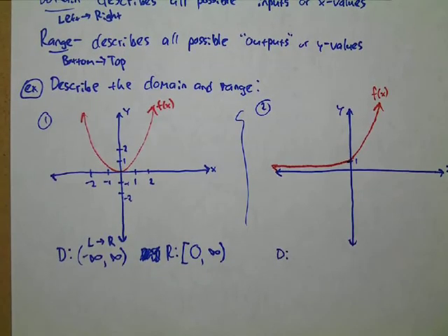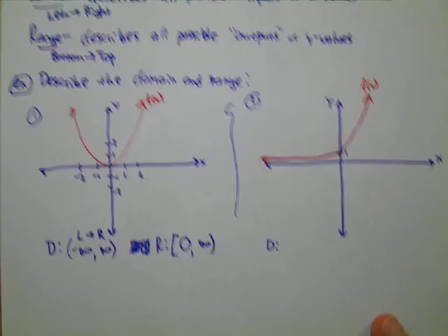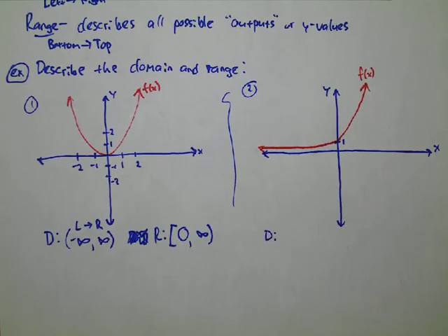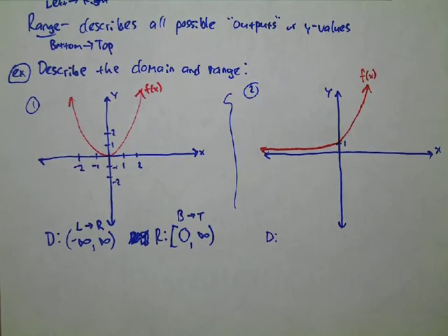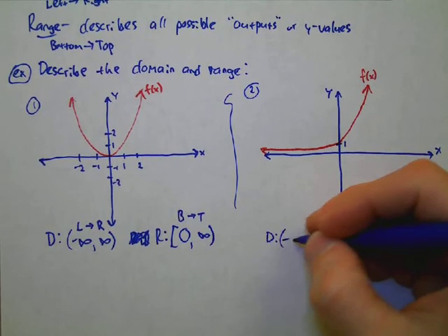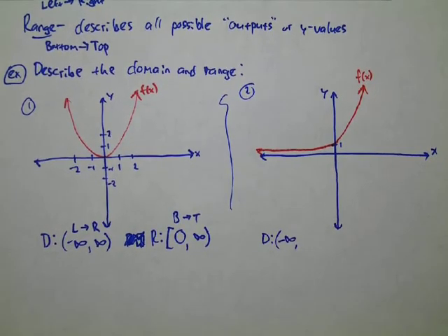Okay. This next function we'll talk about later. It's called an exponential function. You might remember these from Algebra 1. This would be an exponential growth function here. Different kind of behavior than our quadratic over here, our parabola. Oops, I forgot to put bottom to top. L to R, B to T.